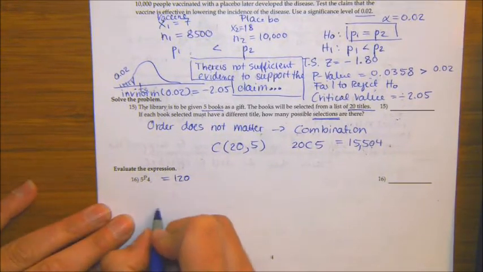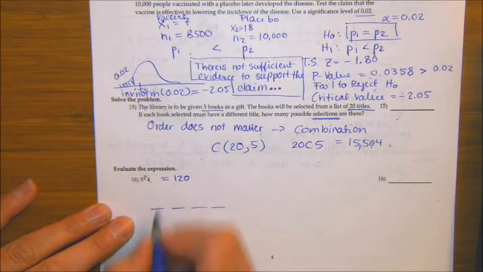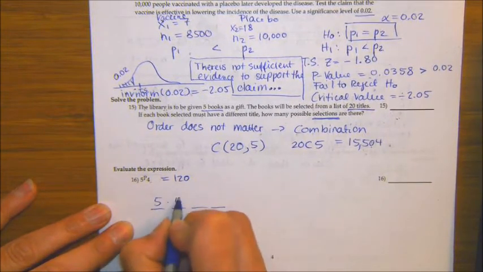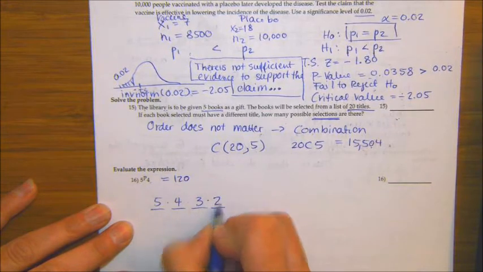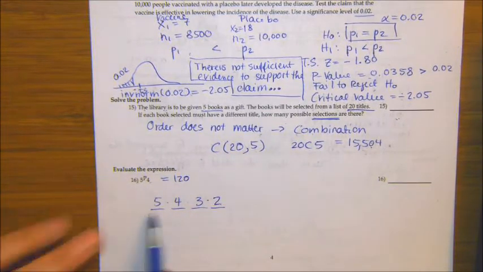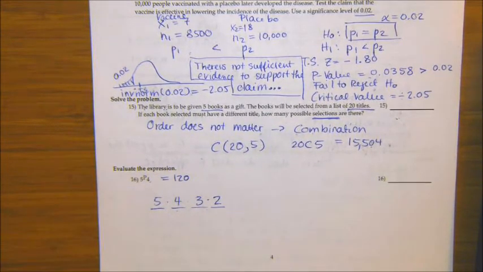This is actually the same as we're picking 4. We have 5 choices for the first, 4 for the second, and so on. You can verify this is 5 times 4 times 3 times 2, which is 120.